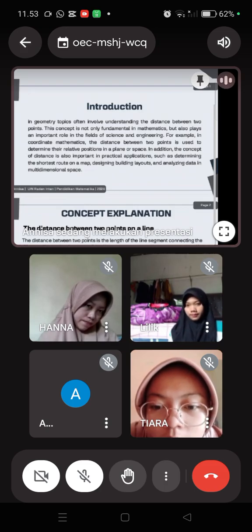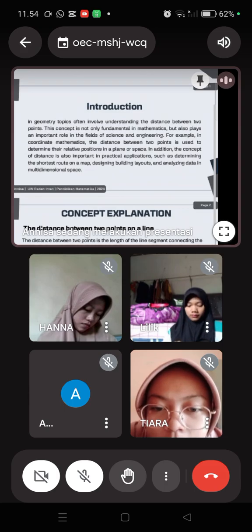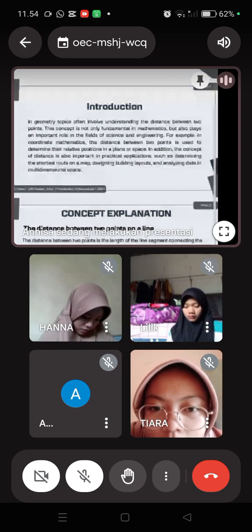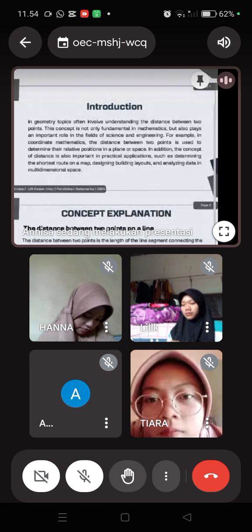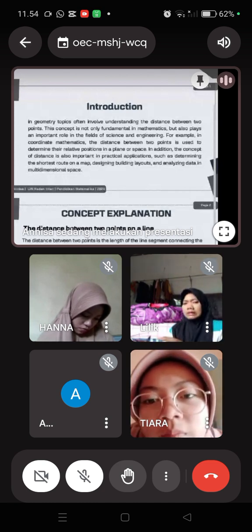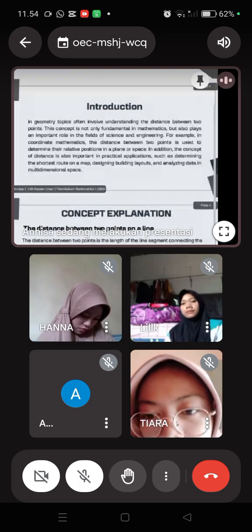Therefore, let's start. The first slide is about the introduction, the distance between 2 points. The geometry topic often involves understanding the distance between 2 points. This concept is not only fundamental in mathematics, but also plays an important role in the fields of science and engineering.